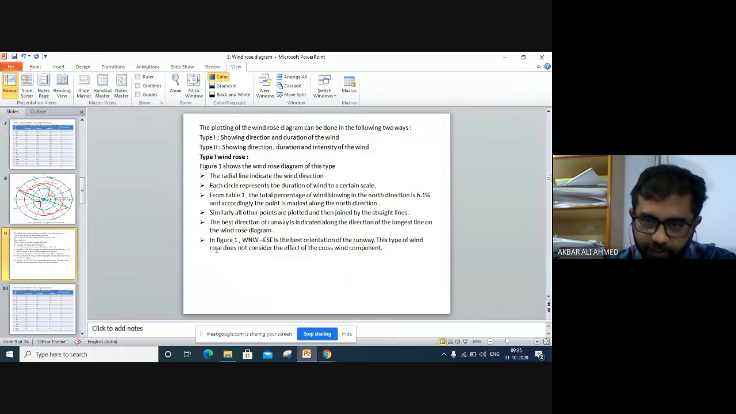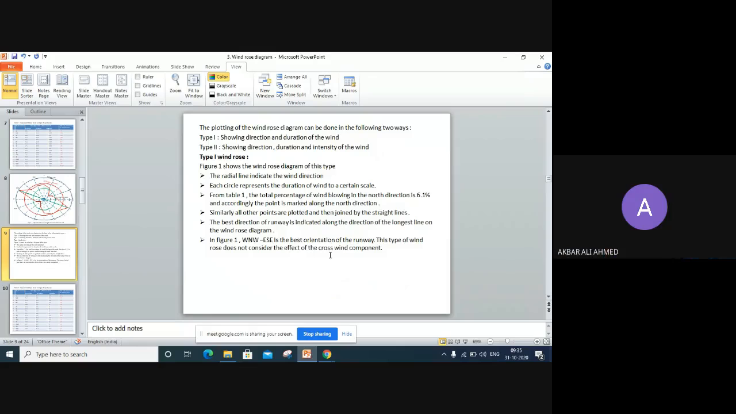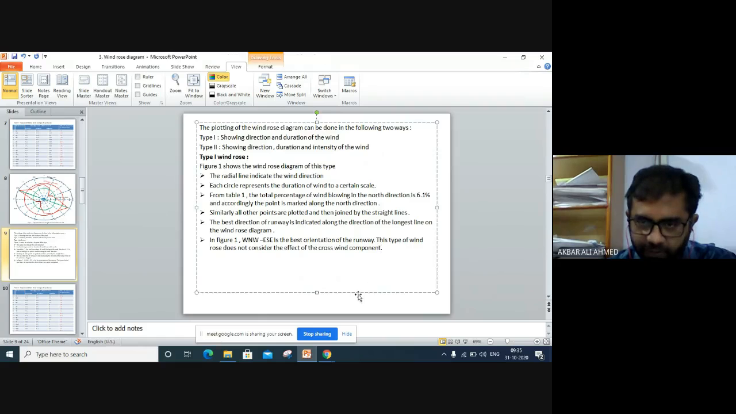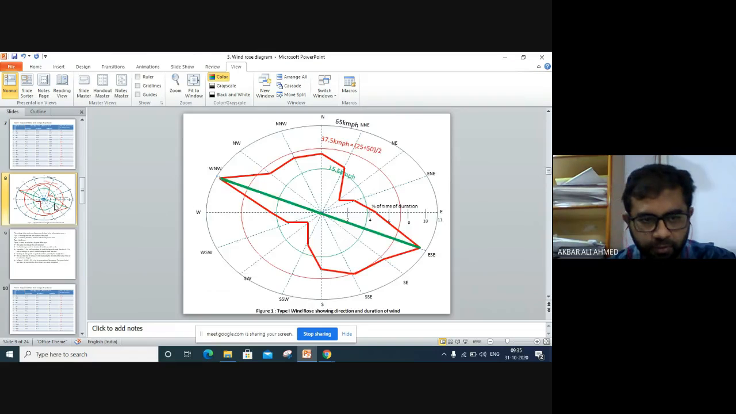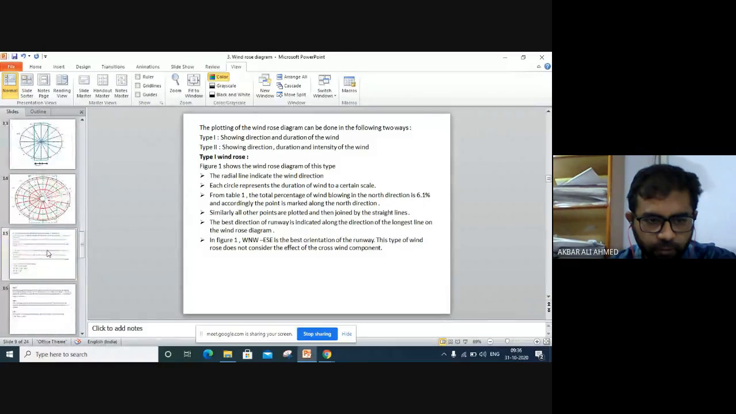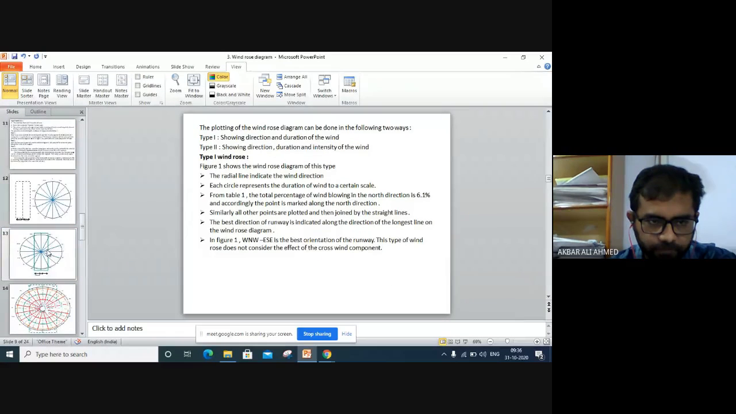This type of wind diagram does not consider the effect of the wind component. One demerit of type 1 is that it does not take into consideration the cross wind component. So in the type 1 wind diagram, the wind component is not there. That is why people don't prefer the type 1 wind diagram. So the wind diagram is over. Today's concept is over. Tomorrow we'll go for type 2 wind diagram.